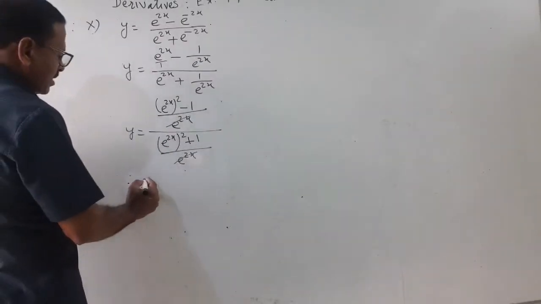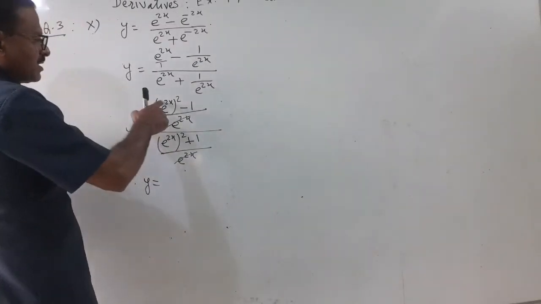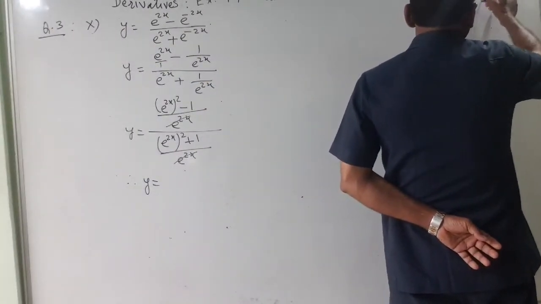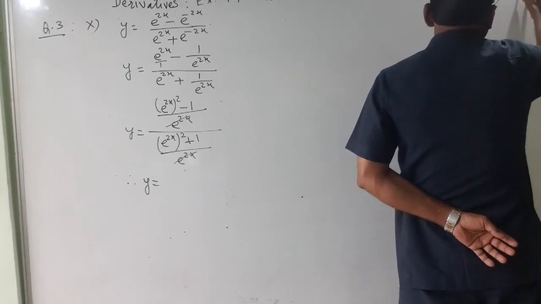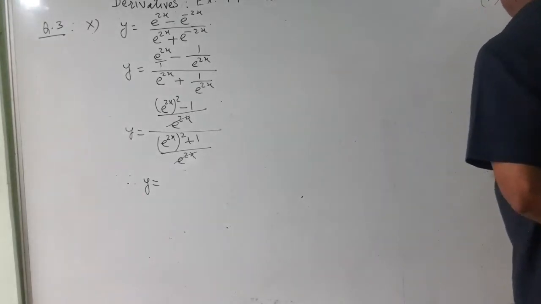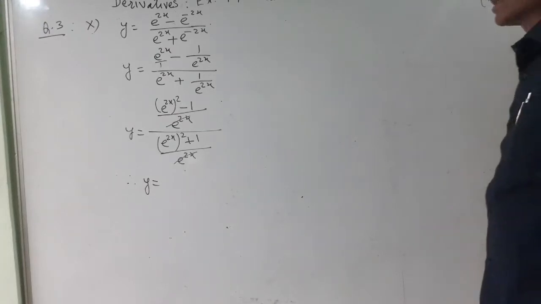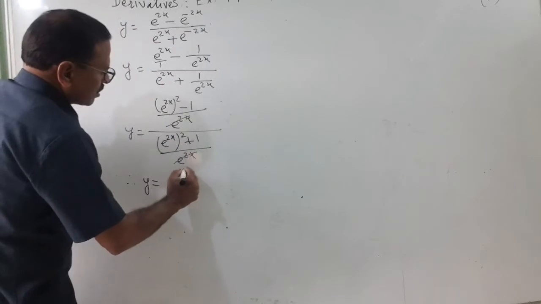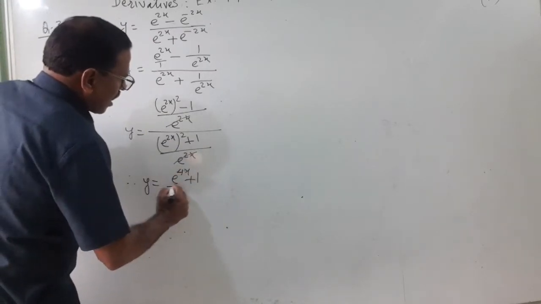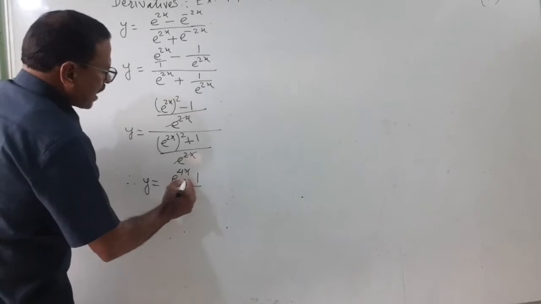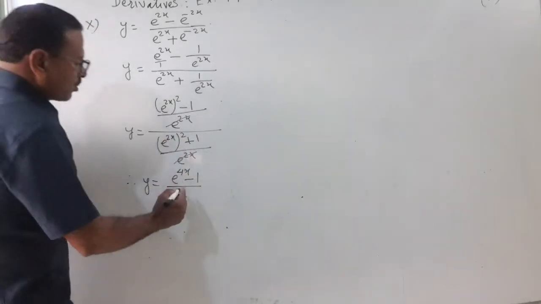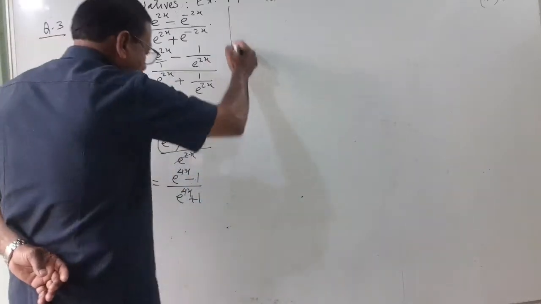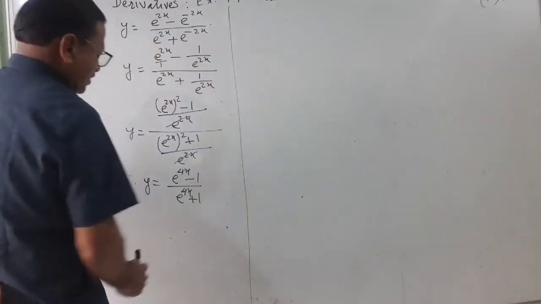Therefore, y is equal to, now see this index raised to index, a raised to m raised to n is equal to a raised to mn. Index raised to index means multiplication of the indices. So it is e raised to 2x square, which means e raised to 4x, minus 1 upon e raised to 4x plus 1. Now it is simplified and I will differentiate.